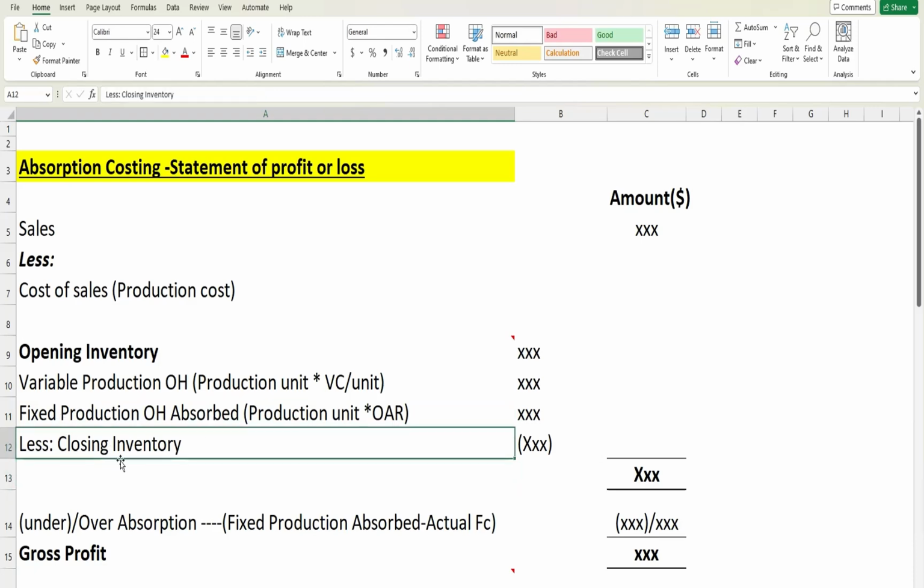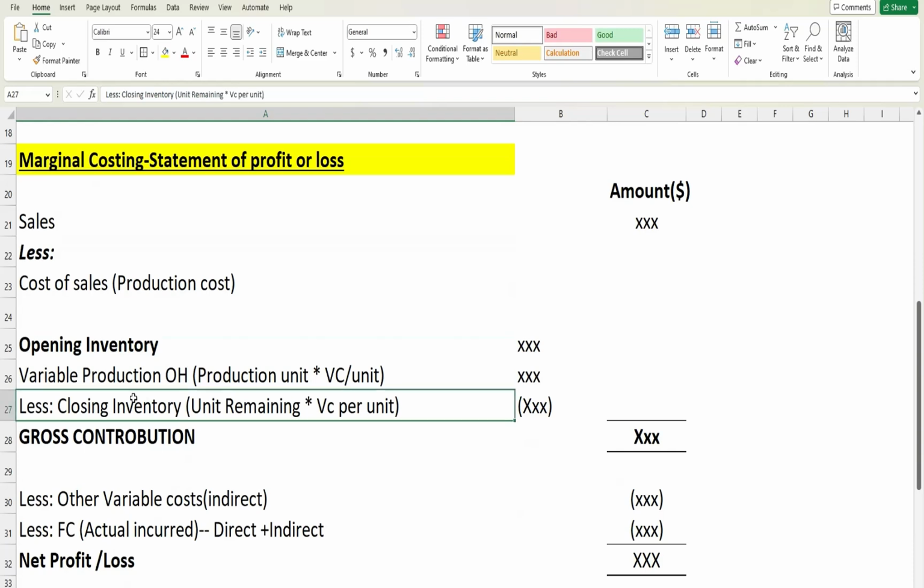And regarding closing inventory, it's the same. But in case of marginal costing, we will only take the variable cost per unit. In case of absorption costing, we will take fixed cost as well as variable cost. I will be doing the question in the coming video, so you will be more clear.